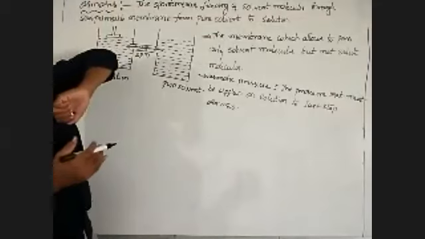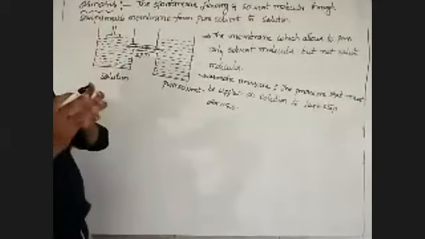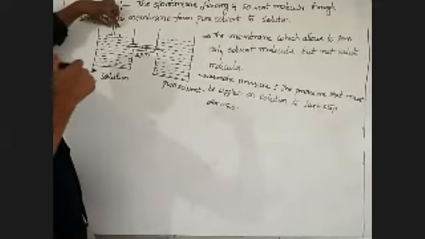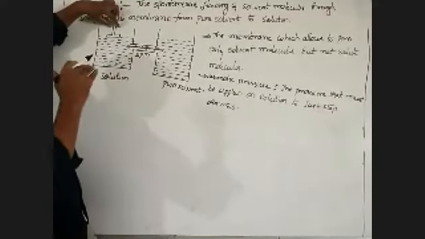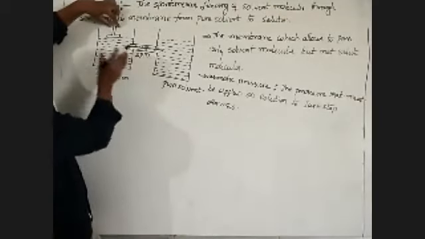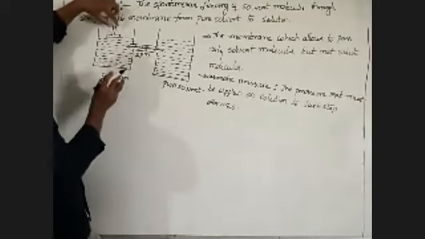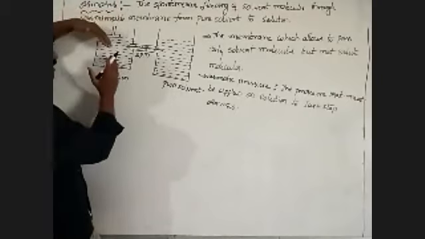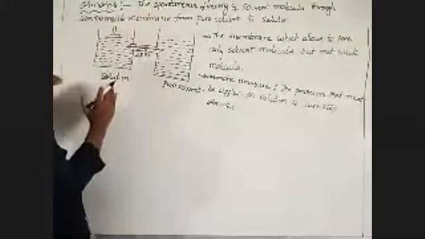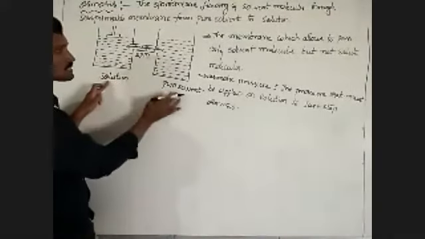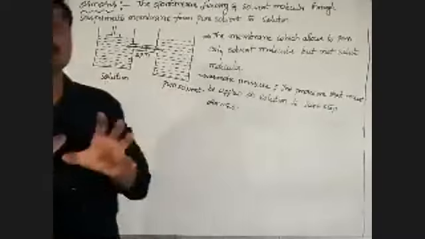For example, if we apply a pressure higher than the osmotic pressure, the osmosis process will be reversed. That means reverse osmosis. If the pressure we apply is greater than the osmotic pressure, the osmosis process takes place in reverse, that is, flowing of solvent from the solution side to the solvent side. This is called reverse osmosis.